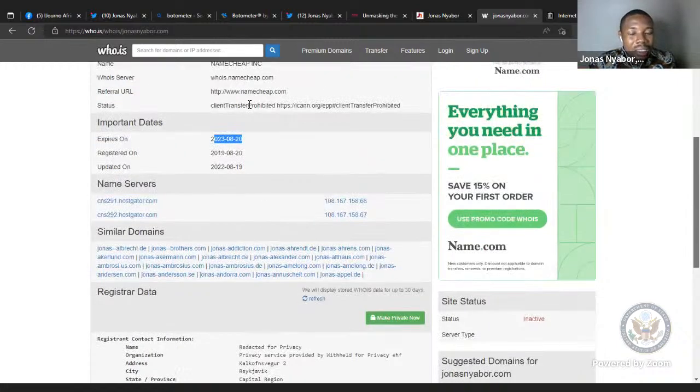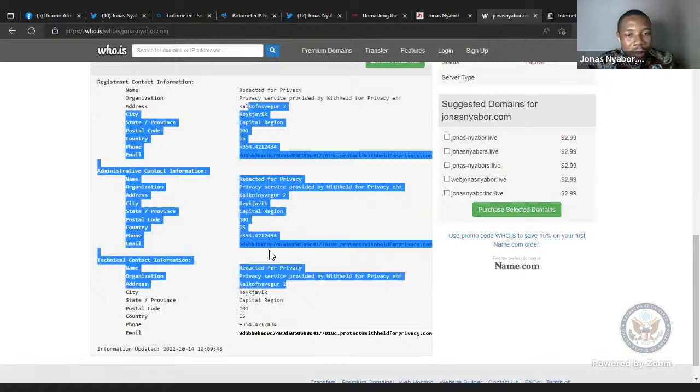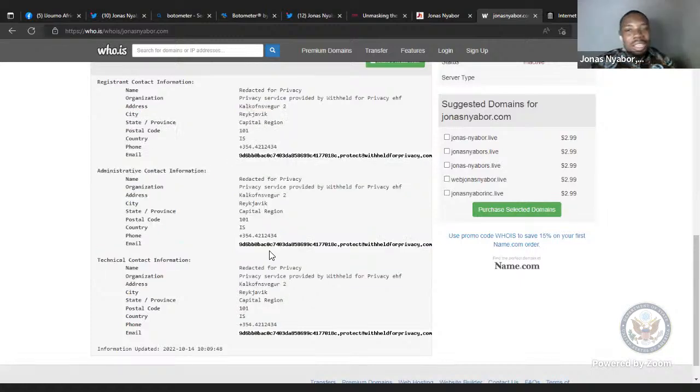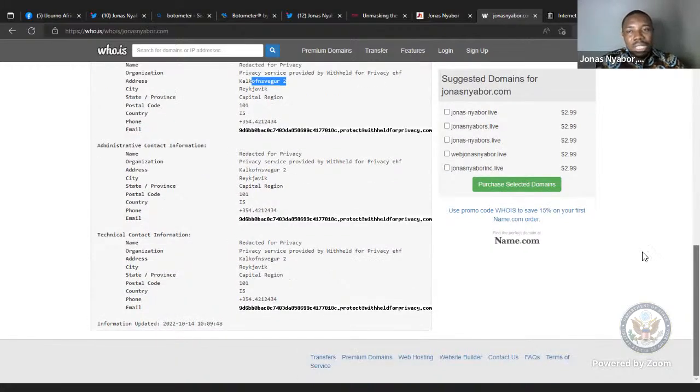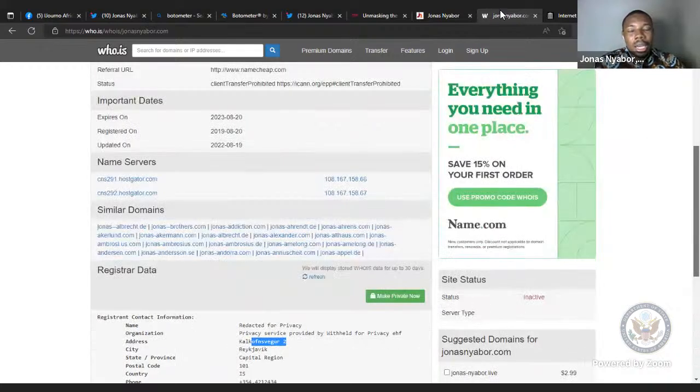Oftentimes we hide these details, but for some websites, when people are not security cautious, sometimes you are able to see the name of the person who registered it, the phone number, and the country in which the person registered this address. So that's how important this particular tool is.